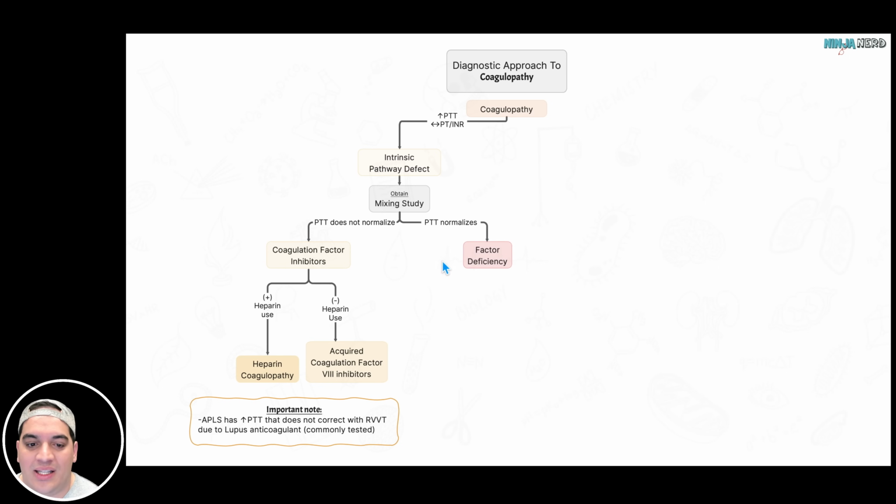All right, if the PTT normalizes, that's a factor deficiency. We just have to figure out if it's due to factor 8 deficiency, factor 9 deficiency, or severe von Willebrand disease. So what I want to do is check factor 8.